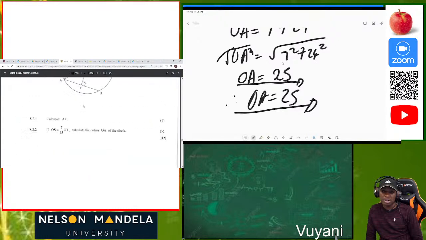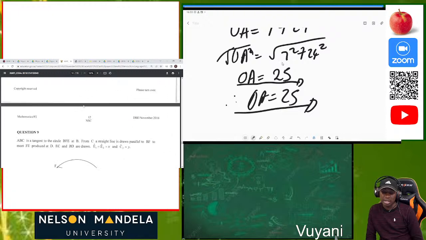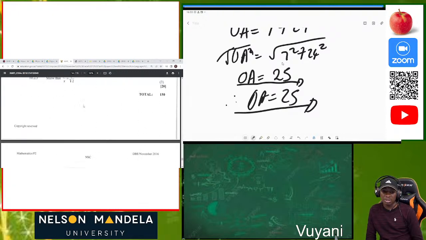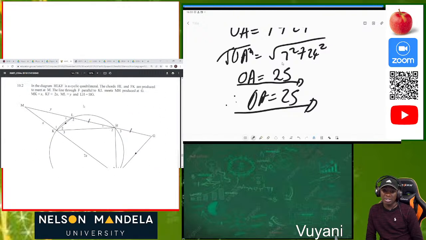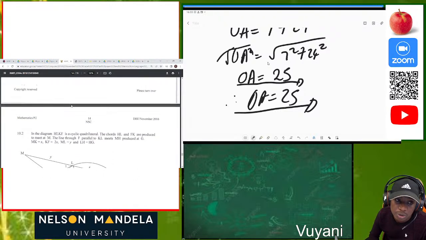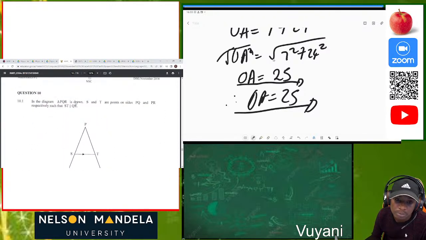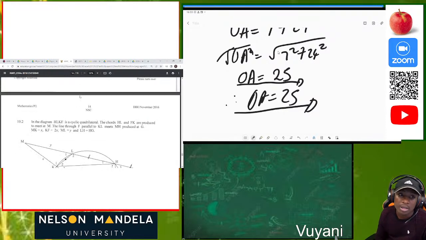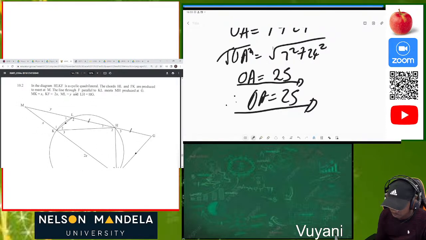Let's just do question 9. But question 9 doesn't have everything I want. Let's do the last question, question 10. Why? Because question 10 has the application of grade 12 work. So now let's do question 10.2. 10.1 you prove, guys. That's the proportionality theorem. So let's do 10.2 due to time.